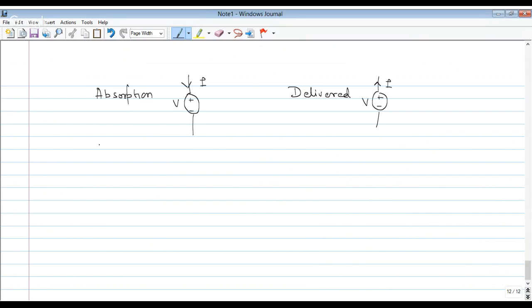Now, if P equal to V into I comes out to be greater than 0, then it is absorbed. If P equal to VI comes out to be less than 0, then it is delivered. That is, I am combining these two conditions. If based on current direction you are saying power is being absorbed and it comes out to be positive, it is absorbed. But if you are saying by current direction it should be absorbed and power comes out to be negative, then it is delivered.